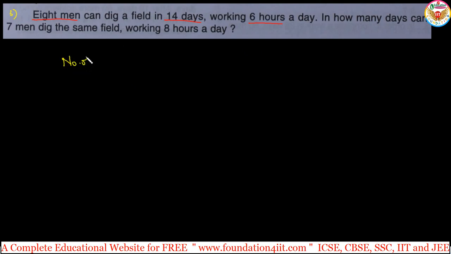Number of men and hours per day, number of days. How many days we have to calculate? Now what you have to calculate, make it the last line, last column. Remember, right? Here is 8 men, 6 hours per day. It will take 14 days.